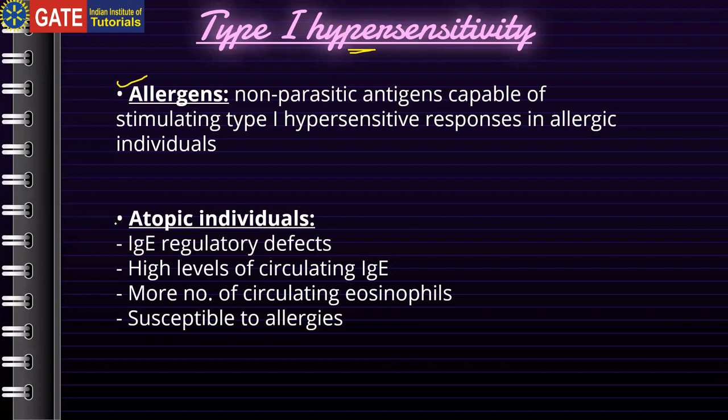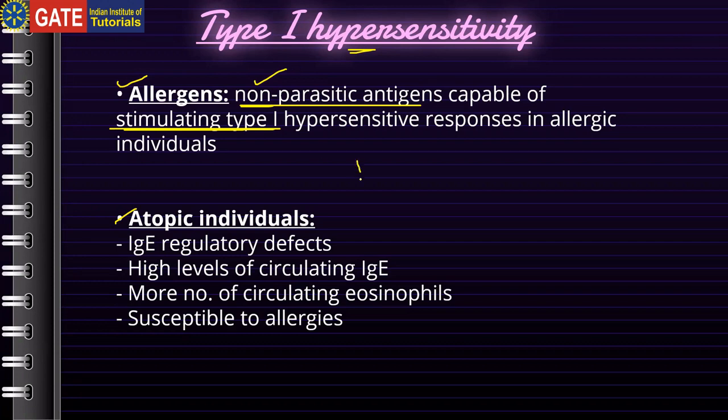Allergens and atopic individuals. Friends, listen to my statements very correctly. What are allergens? Allergens are the ones which basically cause allergic reactions. In simple words, see what line I have written, and try to understand it. They are non-parasitic antigens that are capable of stimulating type 1 hypersensitivity. Remember, friends, why I am using the words non-parasitic antigens? Because they are not at all taking shelter in the host body.